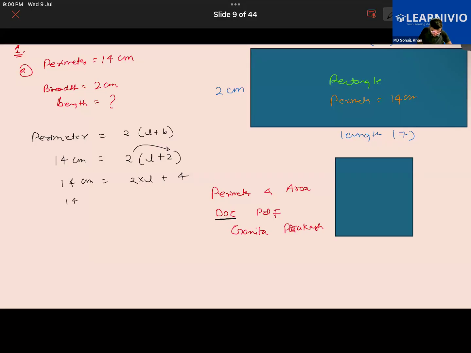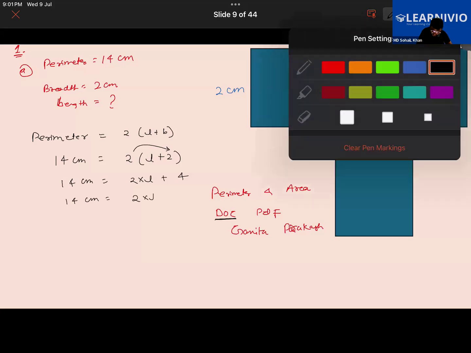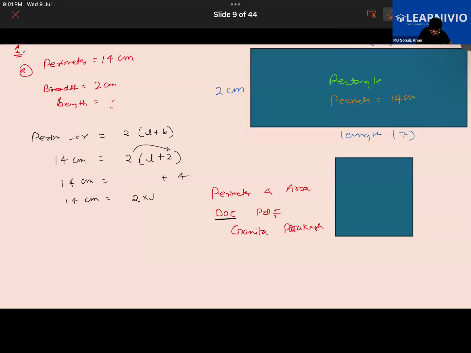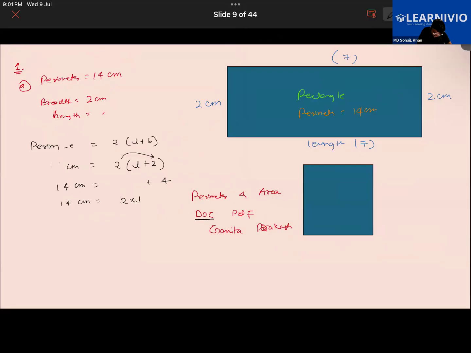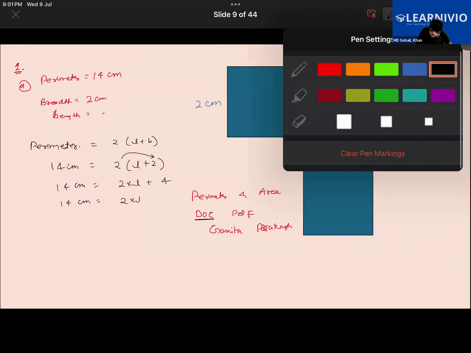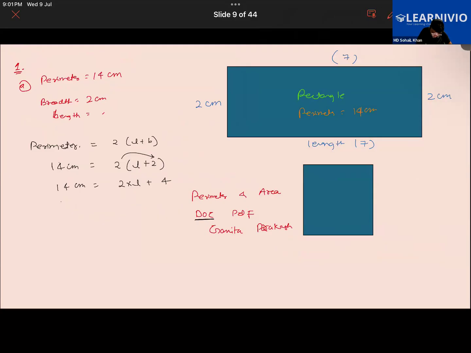Further, I can write it in the following manner: 14 centimeter equals 2 multiplied by length. Sir, I think the breadth is 5 centimeters. Just 1 minute, I just accidentally wrote these things. So now 2 multiplied by length. We will bring 4 to the other side. Here 4 was in addition with 2L, so here it will be in subtraction. So 14 minus 4. Now it's 10 equals 2 times length.